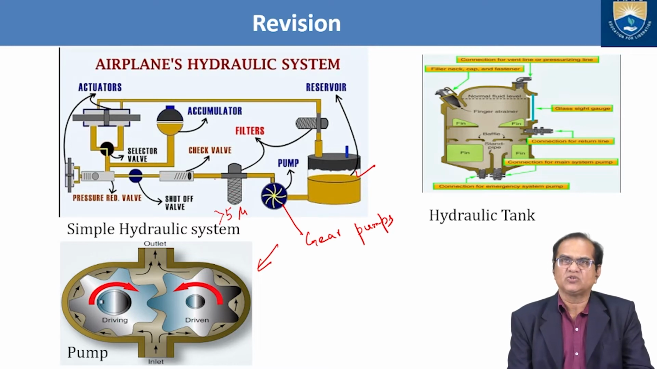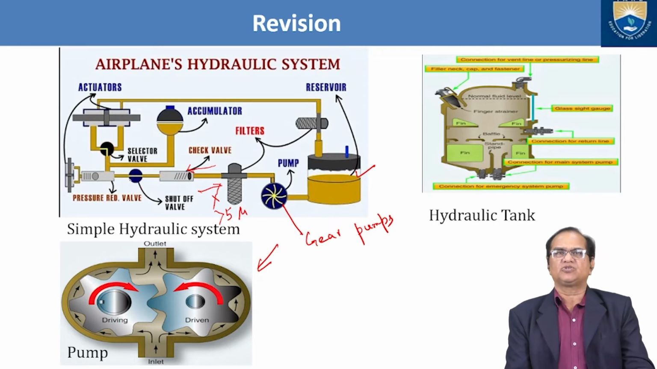From here it goes to the check valve. The purpose of this check valve is to make sure that the fluid goes in one direction, from the pumps towards the actuator, not in the opposite direction. That is not permitted. This is done with the help of the check valve, also called the non-return valve. And from here it goes to a shut-off valve. This shut-off valve is used to switch the system on and off.